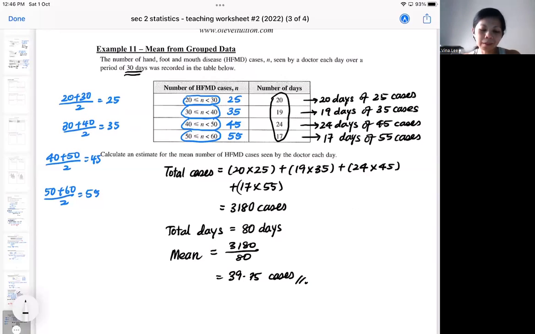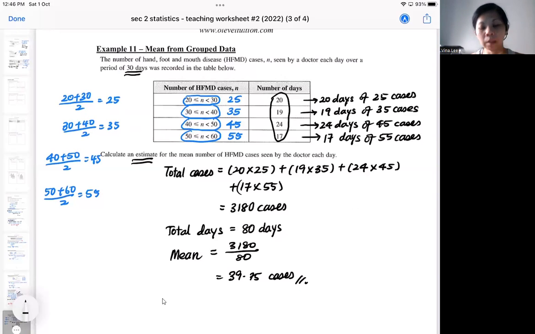So it doesn't change our idea of mean. We always need to get a total. In this case, our total cases is being estimated because we use the mid value. The mid value is not the actual value. So there's an estimation of the total value. That's why the mean in the end turns out to be only an estimate. It should be close to the actual one, but this is not the actual value.